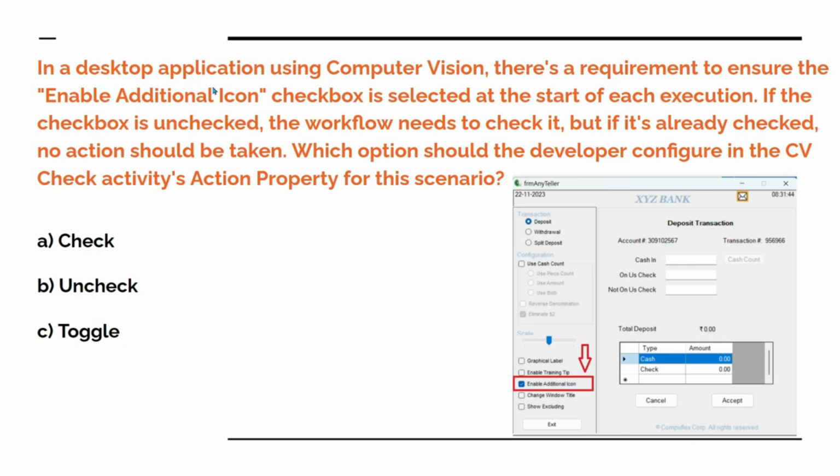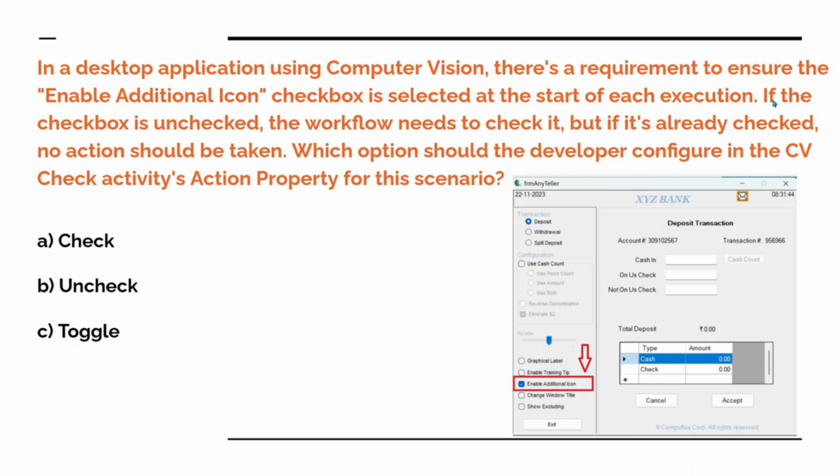In a desktop application using computer vision, there is a requirement to ensure the enable additional icon checkbox is selected at the start of each execution. It is telling me anytime you are running a project or a workflow, every time the project executes, it should first check if this option, enable additional icon, is checked. This should always remain checked.